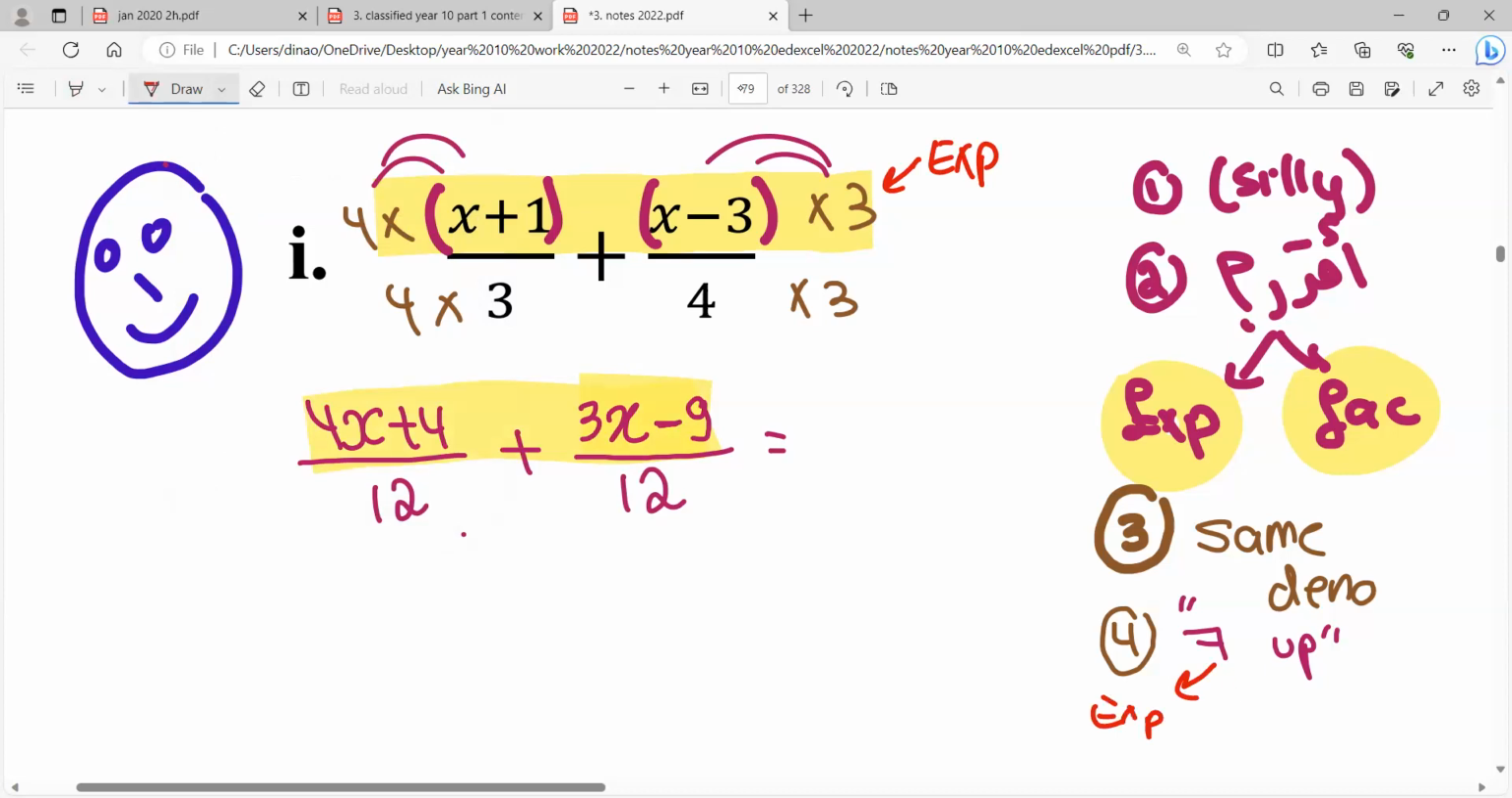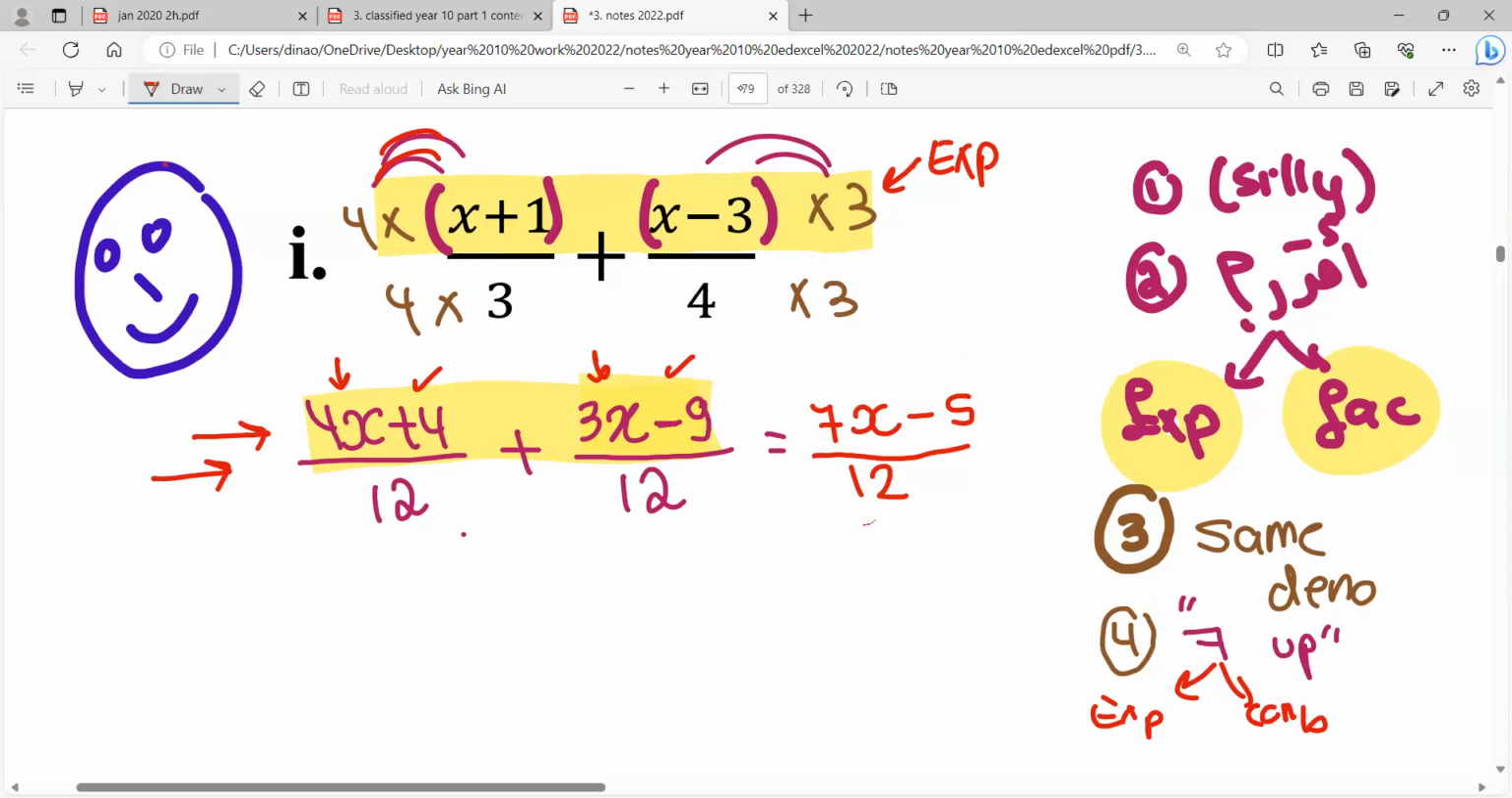combine up. What does combine up mean? In this step over here, if you have any like terms that you can add together, add. So 4x plus 3x is 7x, and then you move on to the numbers. 4 plus negative 9 is negative 5. And of course, remember that when we add, we don't change the denominator. The denominator stays as it is. So expand up, simplify up, or combine up.